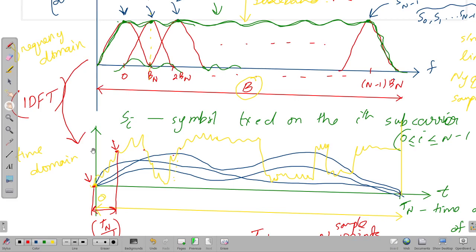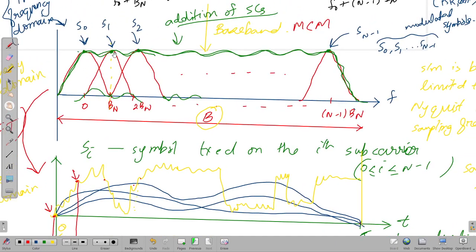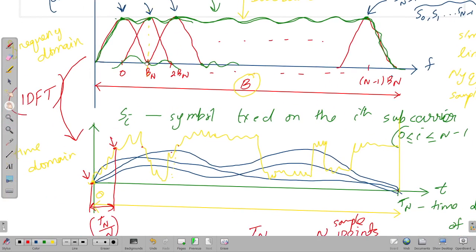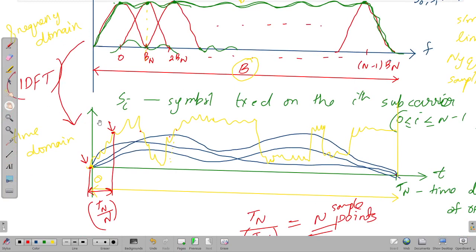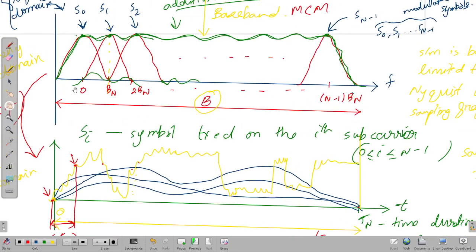In order to take the IDFT, I don't need this whole multicarrier signal. I just need these symbol values only. So the idea of OFDM was to have modulated symbols in the frequency domain, having these symbol values at these points, and by taking the IDFT of that, I will have n number of points in the time domain. We used to say that if a signal is specified by n number of points in the frequency domain, then we can specify the symbol with n number of points in the time domain also.